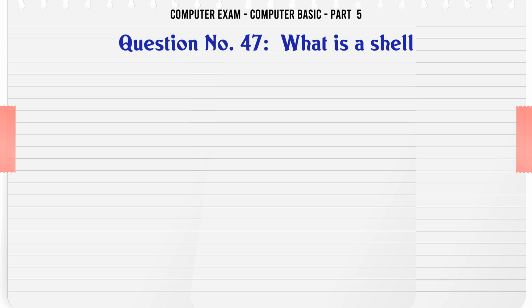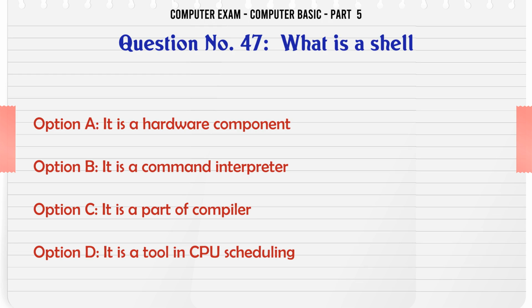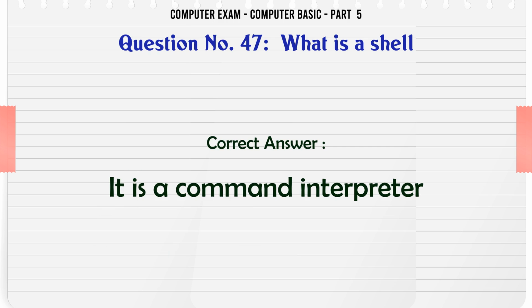What is a shell? A. It is a hardware component. B. It is a command interpreter. C. It is a part of compiler. D. It is a tool in CPU scheduling. The correct answer is it is a command interpreter.